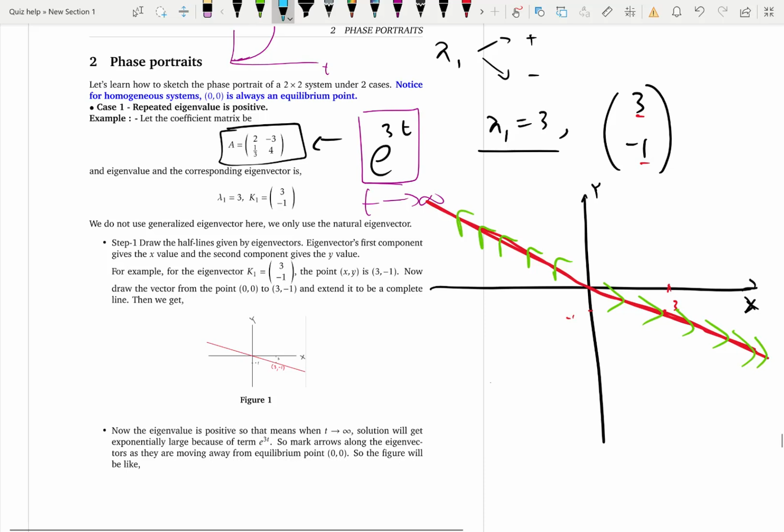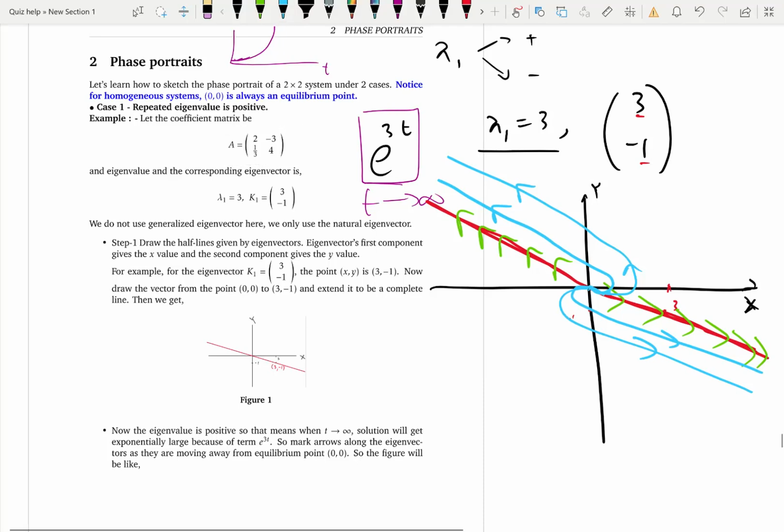Now we want to know what happens to the other trajectories. But we know the general scenario. What happens is you start from the origin, right? And then you move away. Okay, so you go parallel to that half line from the top. You start from the origin and you move away parallel to this eigenvector. Now from here, the same happens. Now you go downside, okay? Start from the origin and you move away. So this is what happens when the eigenvalue is positive.